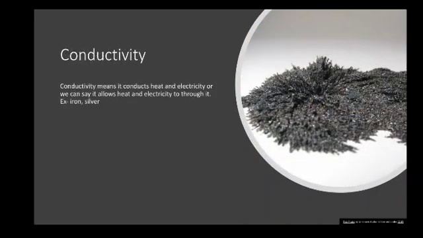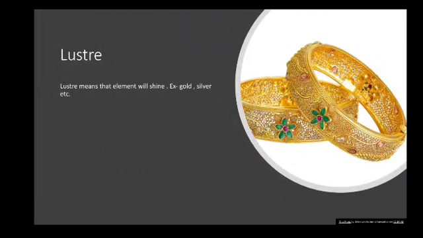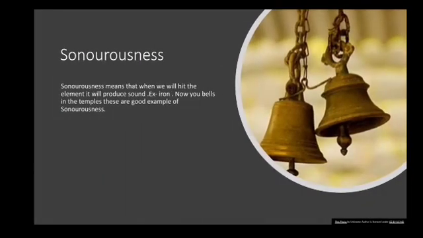Next is conductivity. Conductivity means it will conduct heat or electricity, or in simple words, it will allow heat and electricity to pass through it. Examples are iron and silver. Next is luster. Luster means that the element will shine. The shininess of an element is called luster. Examples are gold and silver. Yeah, you can list them out easily.